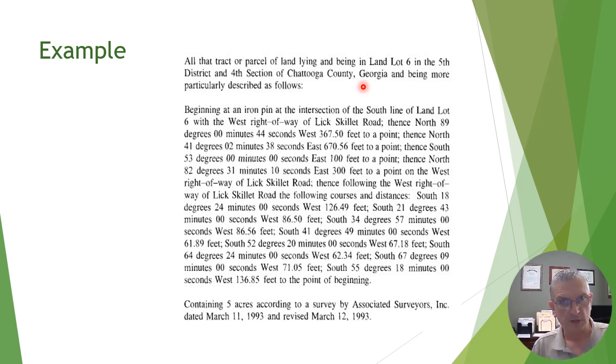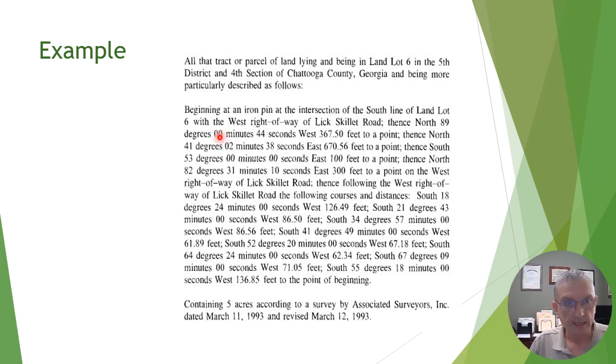You start off with the smaller unit and go to the bigger. Here's the beginning point. Beginning at an iron pin at the intersection of the south line of Land Lot 6 with the west right-of-way of Lick Skillet Road. Okay, that's where two known features, a landlot line and a public road, intersect. They don't tell us how wide the right-of-way is, but wherever that right-of-way is, that's where we should find this iron pin. That's a beginning point.